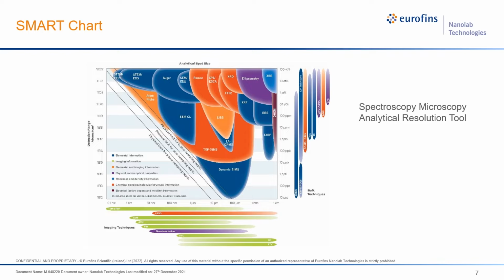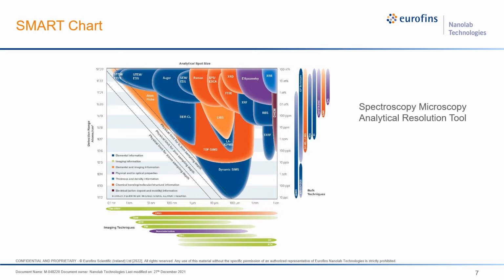Apart from the techniques shown inside the chart, there are also some techniques outside which don't quite belong within the chart because they don't have both a spot size and a detection range associated with them. So the techniques shown here on the left only have a detection range, such as NMR, ICP, as well as GCMS, as they consume the entire sample. And the techniques shown on the bottom here, such as SEM, AFM, don't have any kind of detection range.